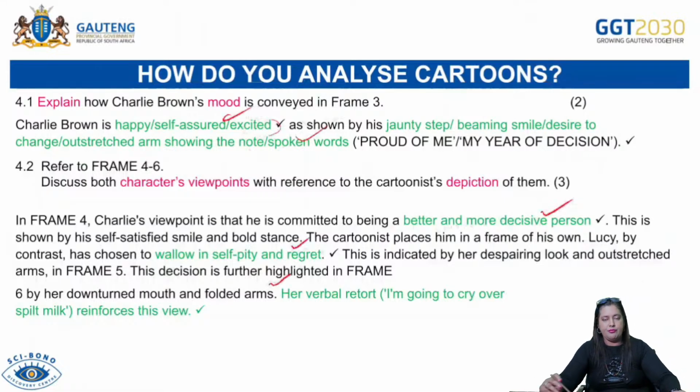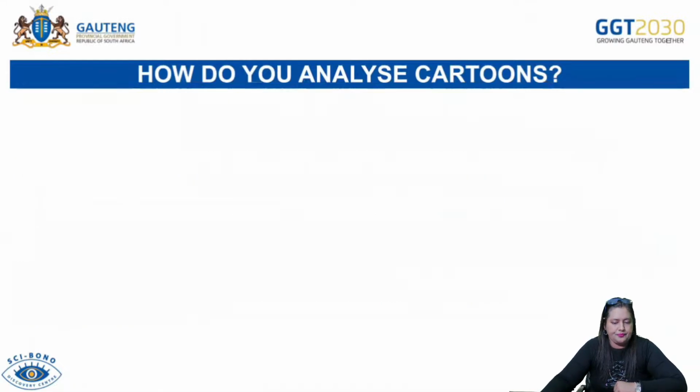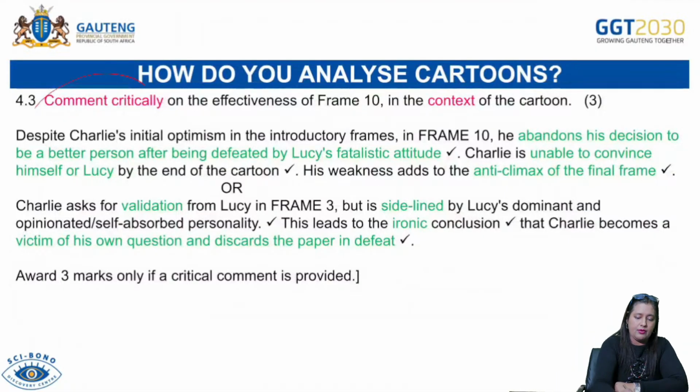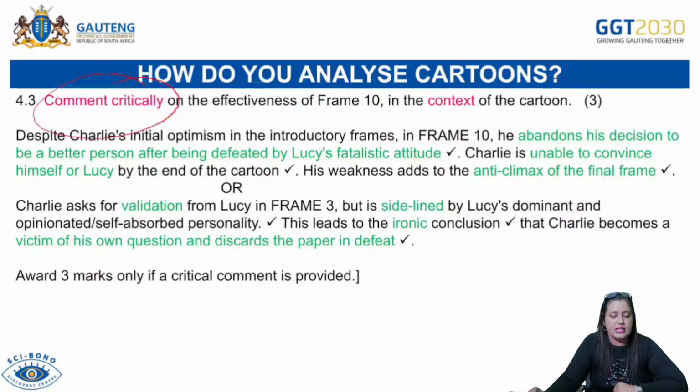So you go from frame 4 all the way to frame 6 and you give a commentary of what is happening in terms of the characters' interactions between frame 4, the change in frame 5, and in terms of frame 6, how they have now reacted differently. Okay, and that would then give you the 3 marks there. Good. Then 4.3 says comment critically. Okay, already going on to a level 5 questioning here on the effectiveness of frame 10.